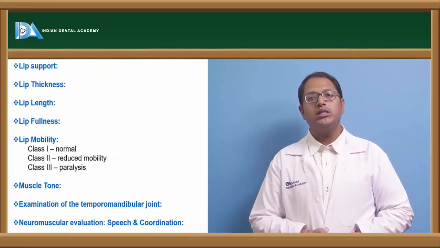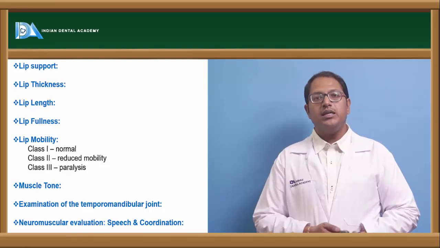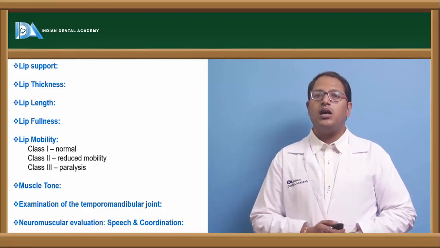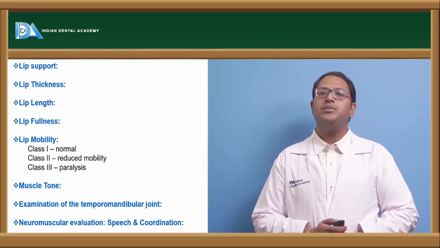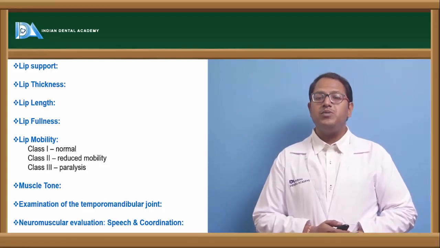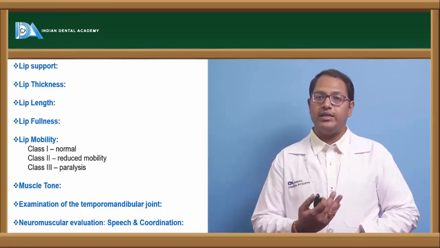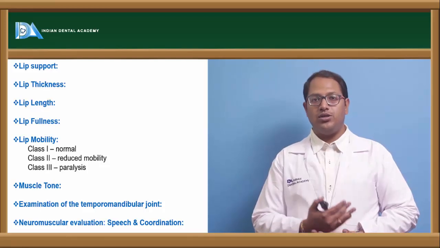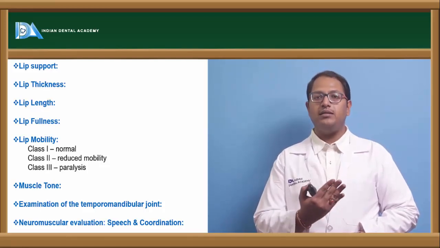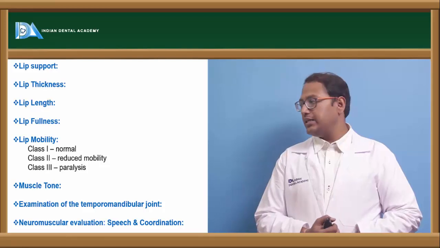Coming to lip support. Lip support is adequate or it is lost. How will that be decided? That is decided based on the age and tonicity of the particular muscles. Because if the lip support is not there, you need to make the dentures a little prognathic. If the lip support is too much, you have to keep the denture and the teeth a little retrognathic.